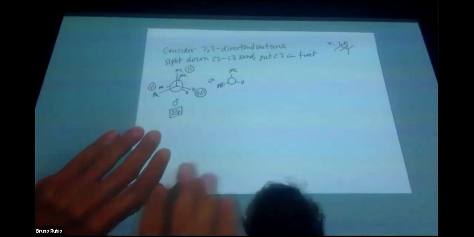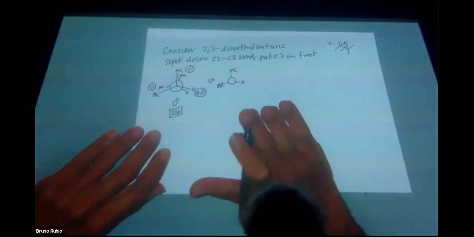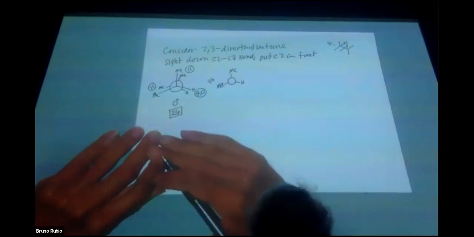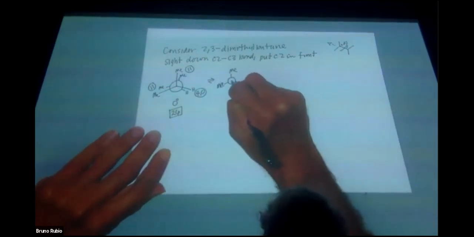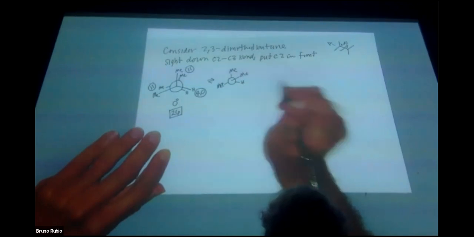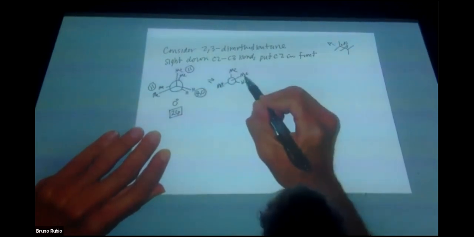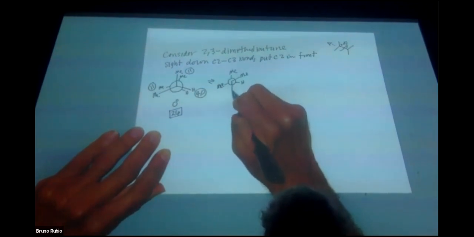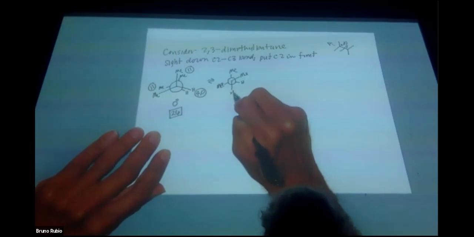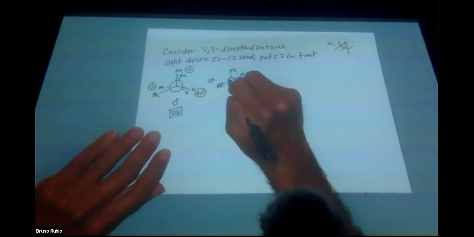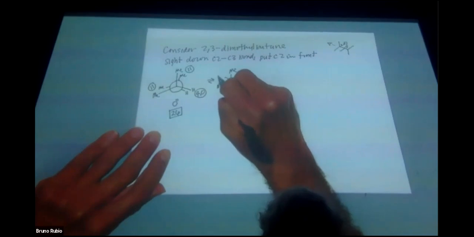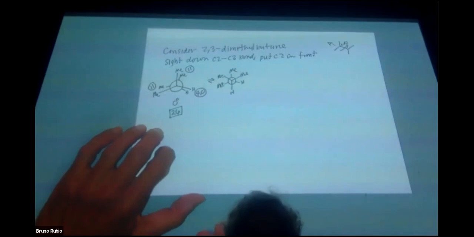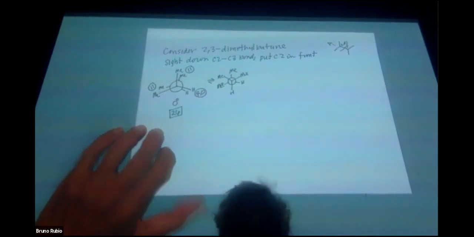And I allowed the carbon in the front to rotate 60 degrees in the clockwise direction. I could also do it counterclockwise, but I'm not going to. This methyl group is now over here. It went from 12 o'clock to 2 o'clock. The hydrogen on the carbon in the front was at 4 o'clock. It's now at 6 o'clock. The methyl group in the front was at 8 o'clock. It's now at 10 o'clock. I've allowed that bond to rotate 60 degrees in the clockwise direction.